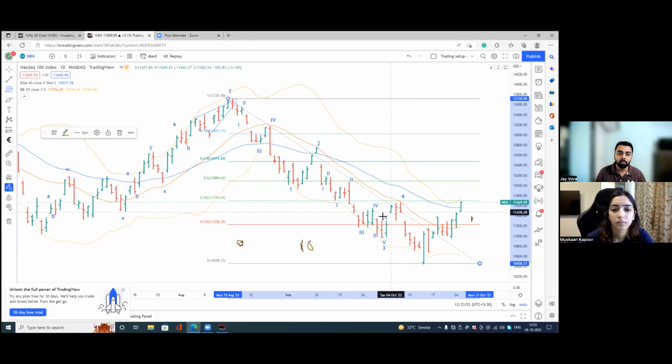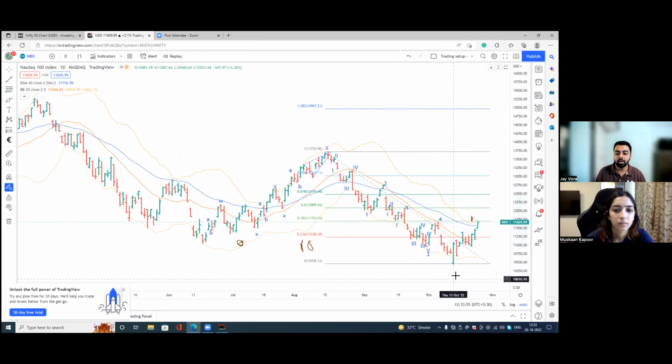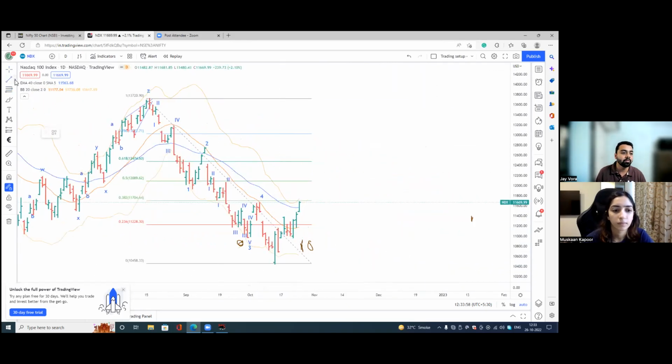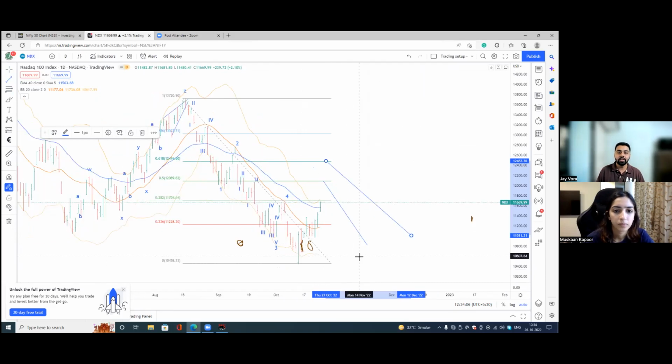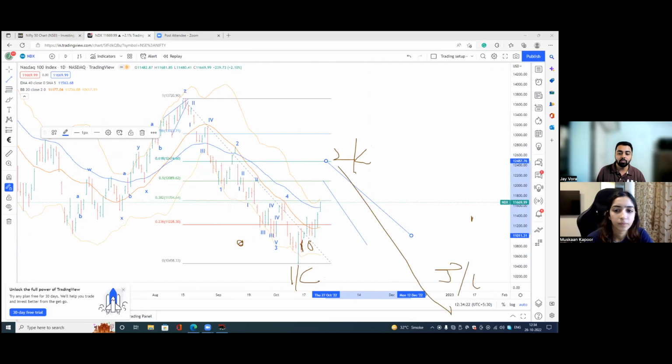But as of now, we are of the view that once this pullback is over, at this point or at this point, at whatever point it ends, we are again going to see the next leg of down move. That is because in the overall context, this is just 1 of C. What right now is happening is probably 2 of C. And once that is complete, 3 of C will start, which will push the Nasdaq and all the US indices much lower than this low. So this is our working view right now.